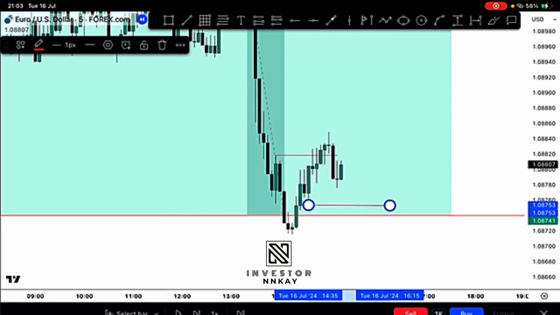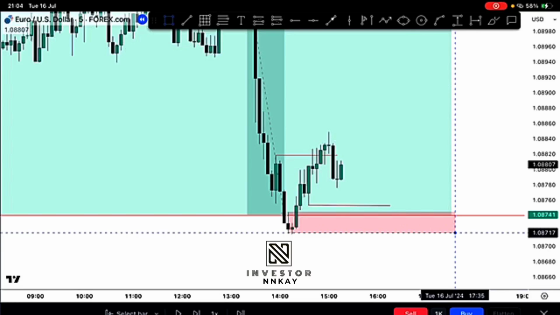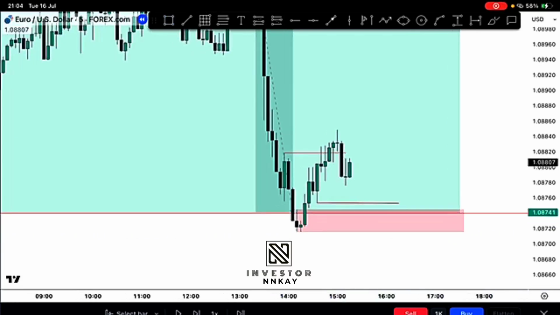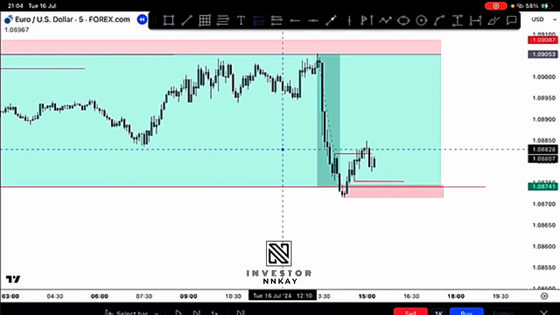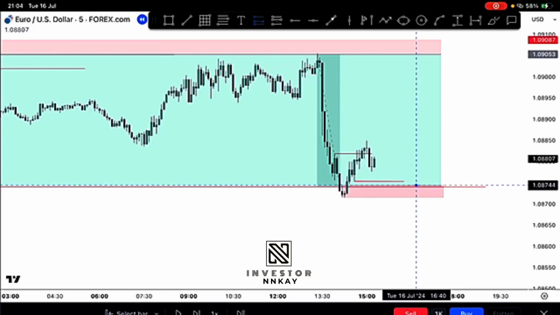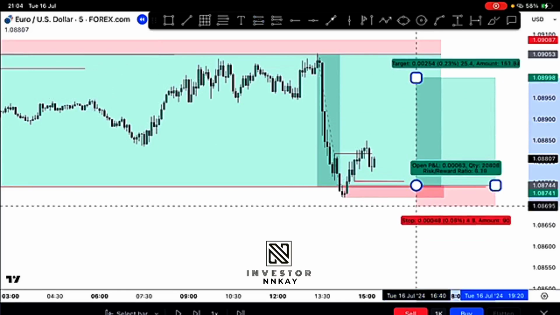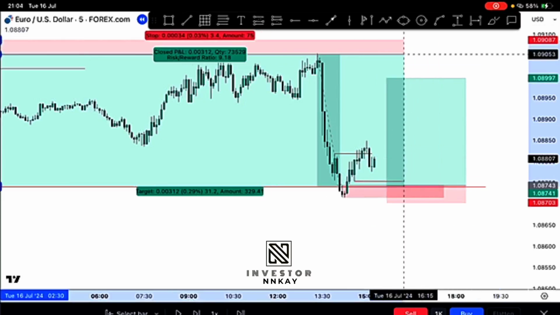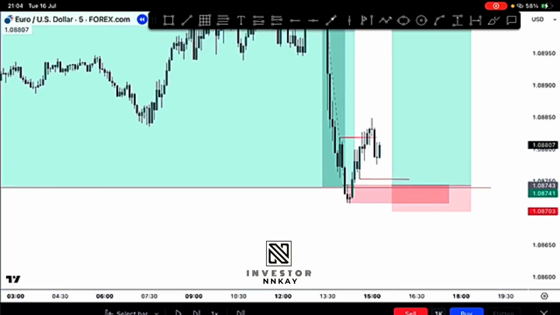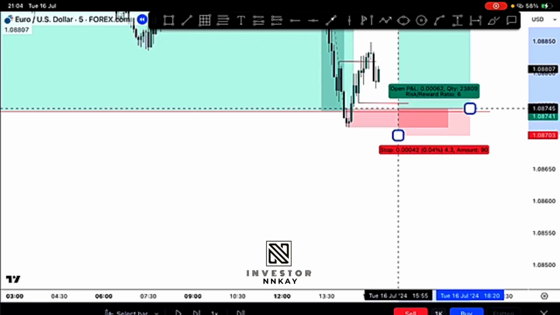Okay, so once price took that, I was expecting price to trade back into this zone. Alright, so I'm expecting price to come back here. Now I want to take my buy down to this point. I think this is an interesting zone to me. Let me move this a little bit closer. Okay, let's see.